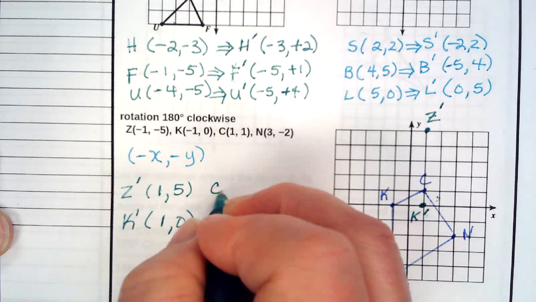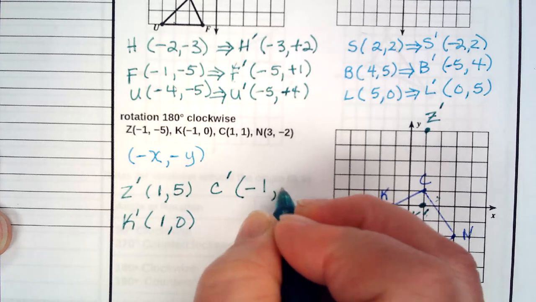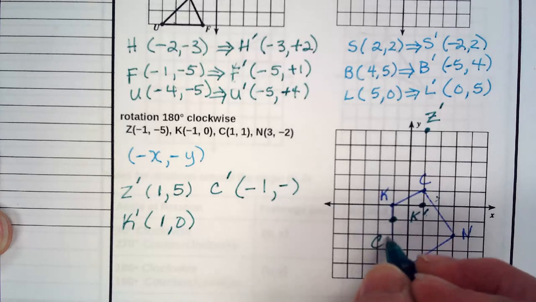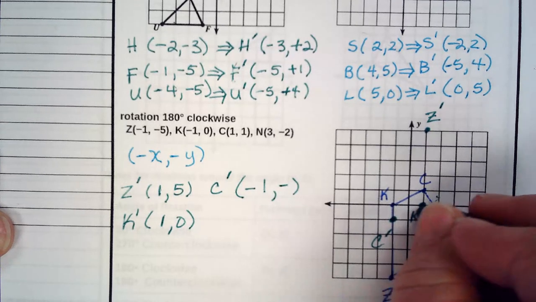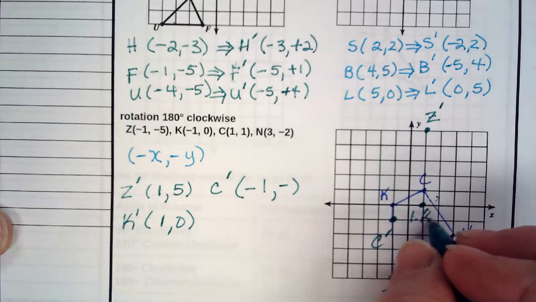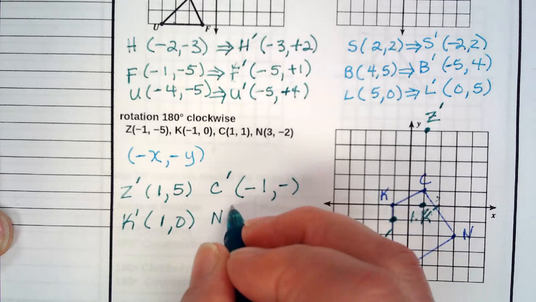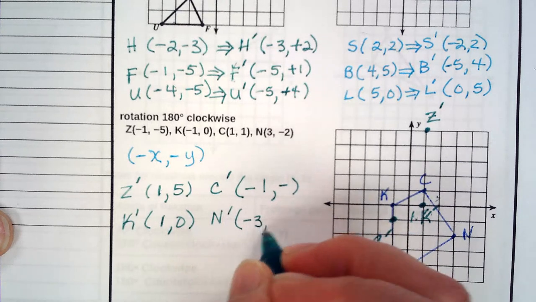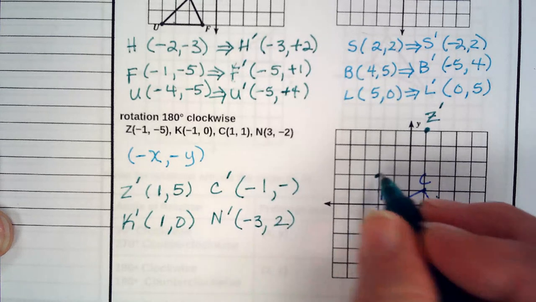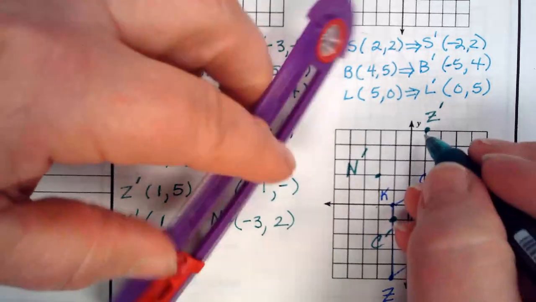Okay, for C prime, the opposite of +1 is -1. The opposite of +1 is -1. This becomes -1, -1. C prime. I'd have to move my identifier here. And then finally for N prime, the 3 becomes a -3, the -2 becomes 2. So -3, 2. Connect your dots.